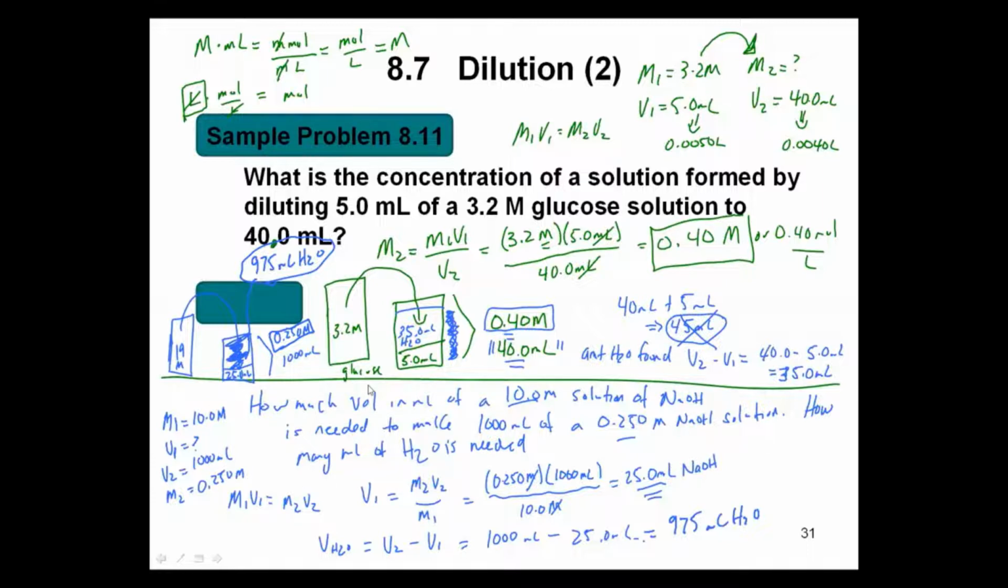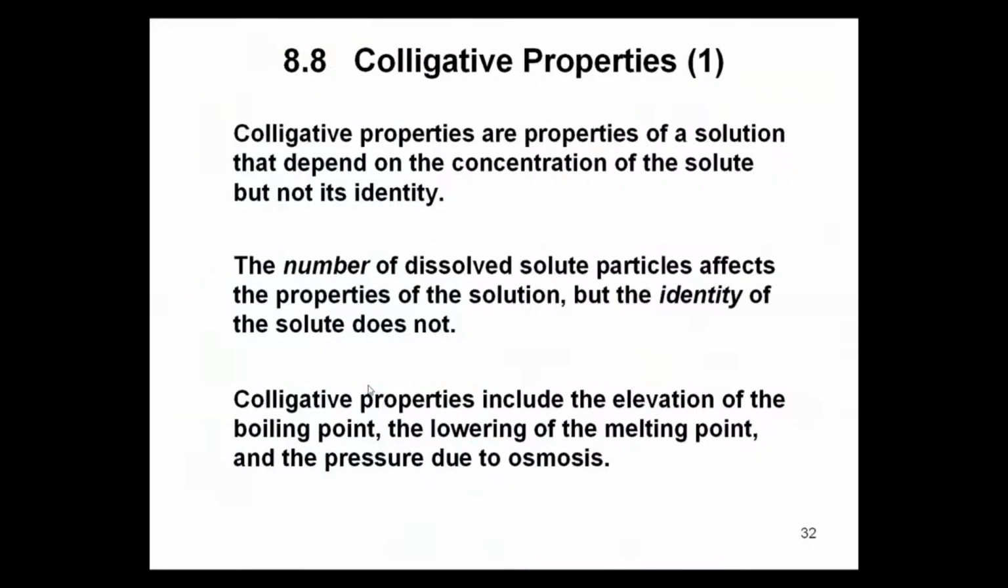Okay, so let us then talk about some properties that involve solutions. These are sometimes what are referred to as colligative properties. Colligative properties are properties that really depend on the concentration of the solute and not its identity. Really, colligative properties depend on the number of particles that are in that solution.